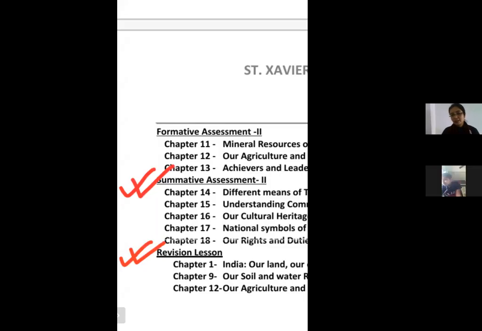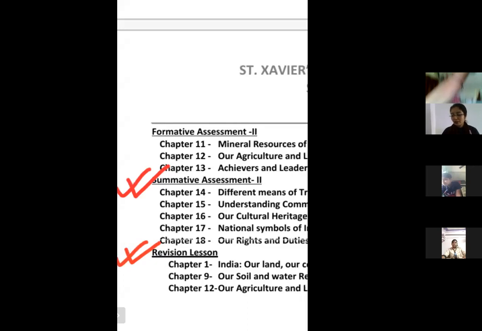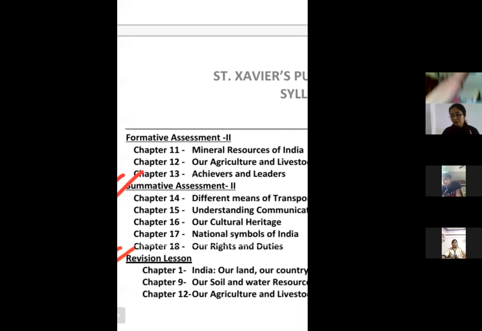For SST, I'm again telling you the chapters that will come in your SA2 exam, SA2 syllabus, as you have also got in your parents' handbook. For SST, chapter 14, different means of transport, chapter 15, understanding communications, chapter 16, our cultural heritage, chapter 17, national symbols of India, and chapter 18, our rights and duties. And revision lessons will be there.